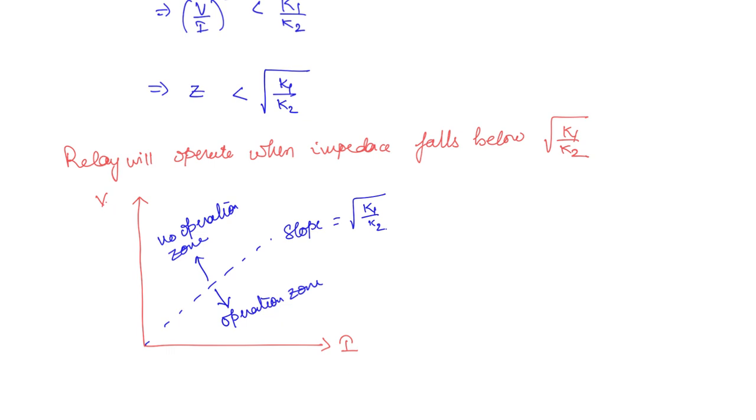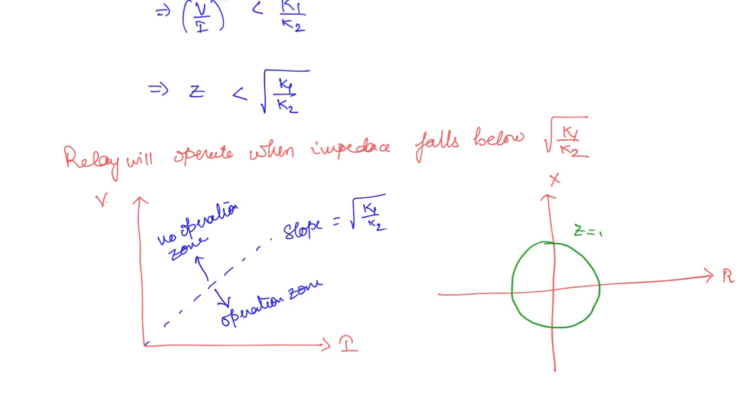The other most commonly used characteristic is the RX characteristic. That is, you have resistance on the X axis and reactance on the Y axis, right? Now what will be the impedance? Impedance of a particular value will form a circle, right? So if you take Z equal to root over k1 by k2, Z is nothing but the radius. The radius is given by Z.